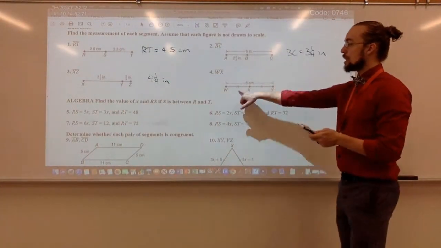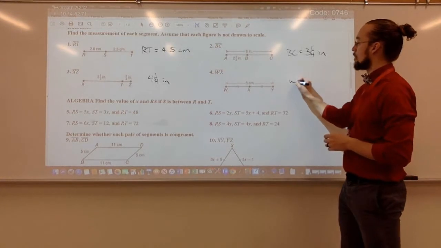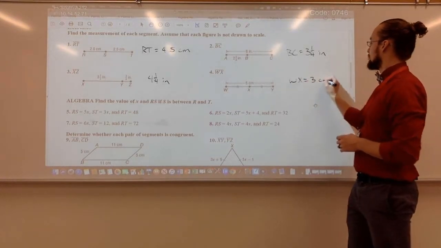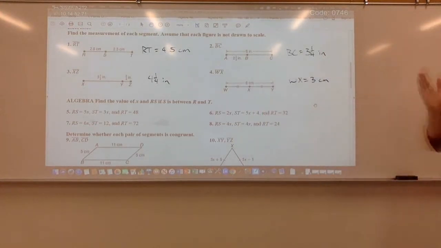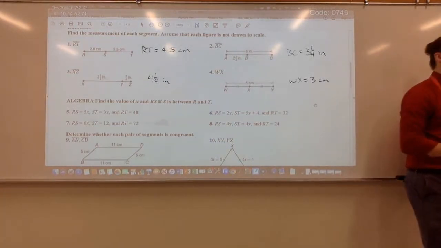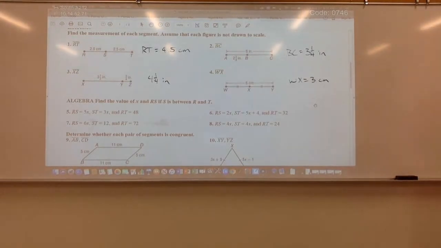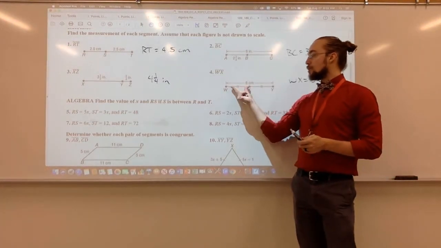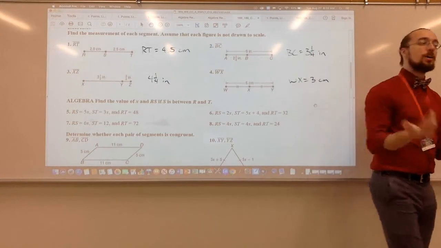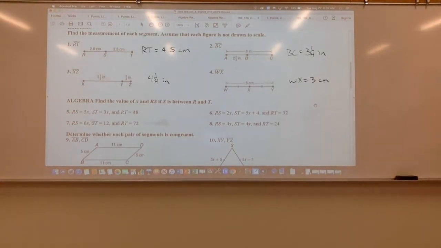So this notation is something we have not talked about yet. Whenever we see the same number of dashes or hash marks on a line segment, that means that they have the same length. Right? Another word that we will use later on in the year is congruence. It means they are congruent. So just looking at this diagram, I know that WX and XY are equal. So that notation means they have the same length.